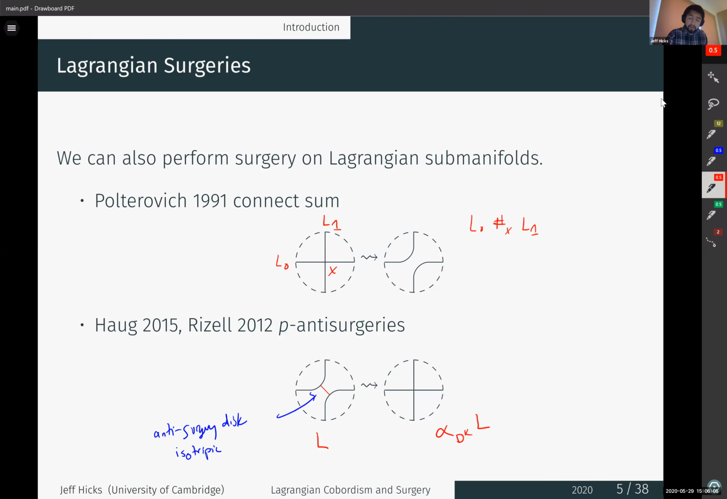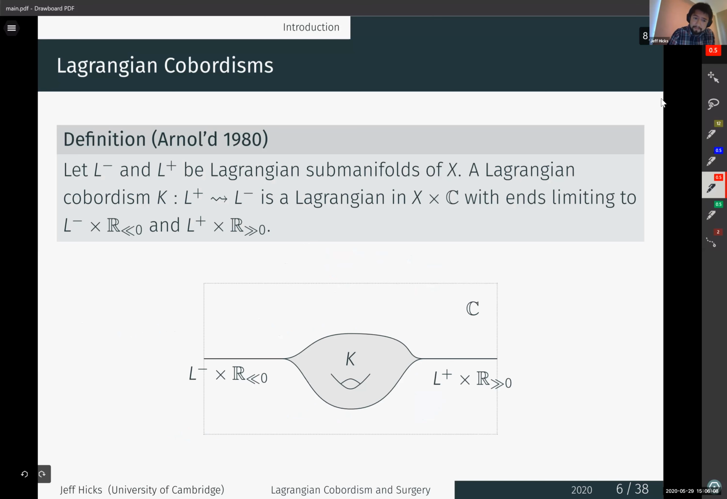The second part of the story is Lagrangian cobordisms. A Lagrangian cobordism is the following piece of data. A Lagrangian cobordism between L minus and L plus, which are two Lagrangian submanifolds of X, is a Lagrangian submanifold in one dimension higher, one complex dimension higher. So it's a Lagrangian in X cross C, whose ends look like L minus cross the negative real ray and L plus cross the positive real ray.